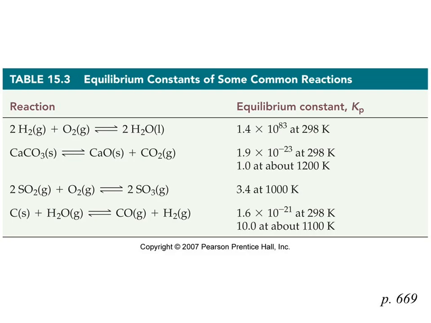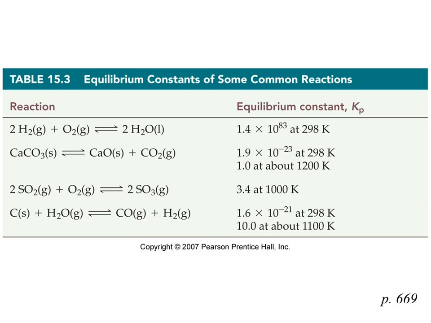So 1.4 times 10 to the 83rd. Let's see, Avogadro's number is 6.022 times 10 to the 23rd. So you're like, dude, that's humongous. That means at equilibrium, you basically don't have any of these left. You have a lot of that.